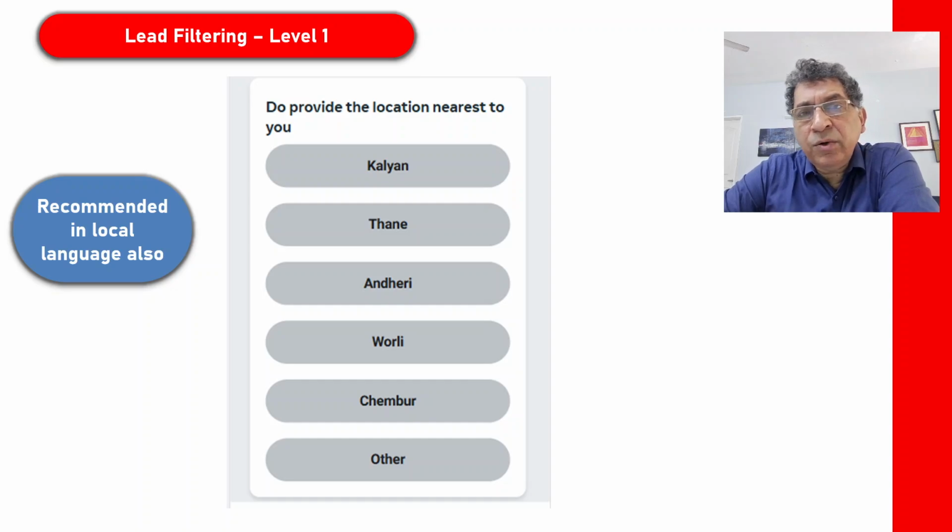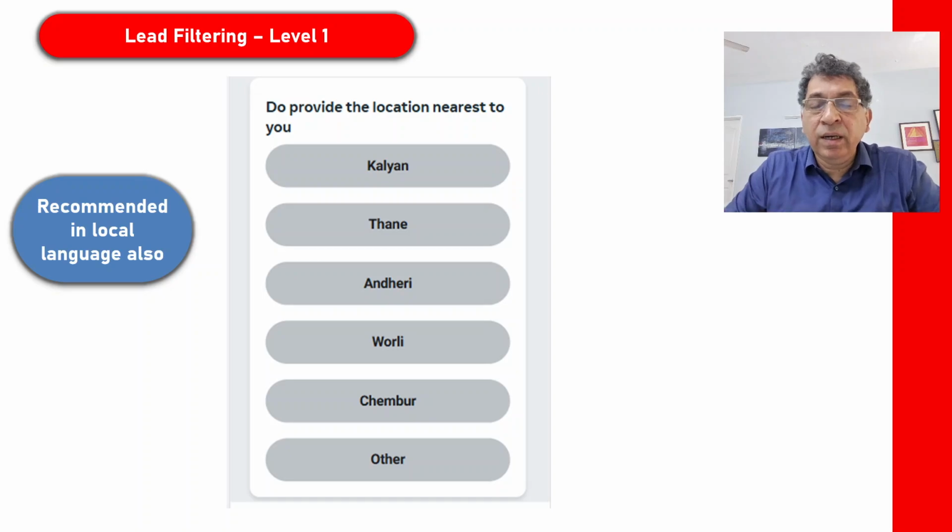The first question that I ask is, which is the dealership location closest to you? So here the idea is, if you're running this campaign in the interiors of India, then it makes sense to do this in the local language also. And therefore, we ask this question: Kalyan, Thane, Andheri, Worli, Chembur. This we did for one of our Mumbai dealerships because they wanted to focus on a particular area, which is South Mumbai. They want to focus on western suburbs and South Mumbai. So this can be the first question.